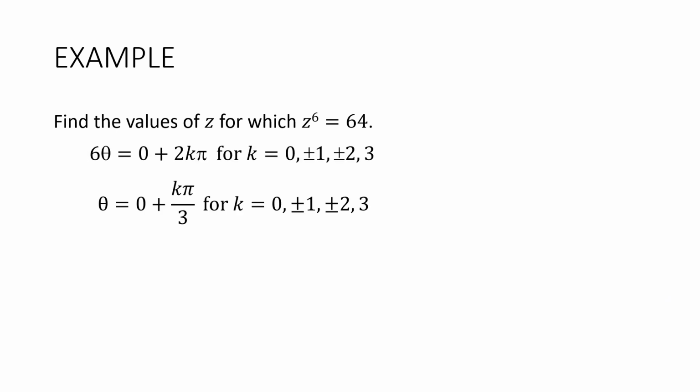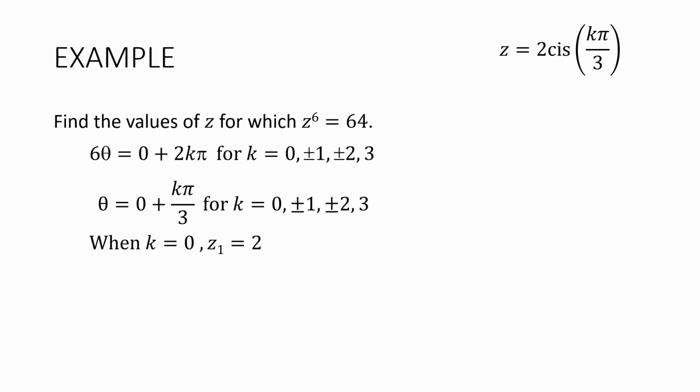And then dividing through by 6, we end up with 0 plus k pi on 3 for k is equal to 0, plus or minus 1, plus or minus 2, and 3. And so we know that z is going to be equal to 2 cis k pi on 3. Now let's just work through the different values of k.